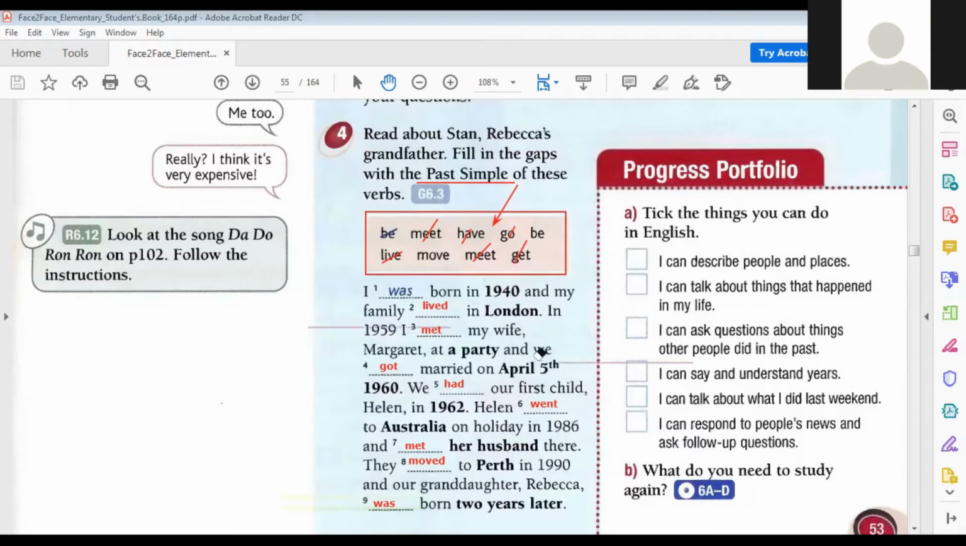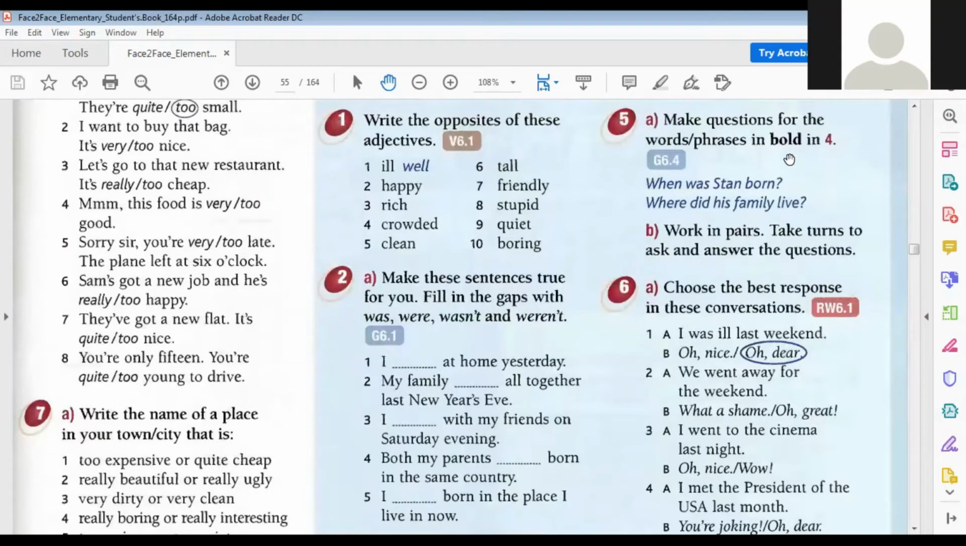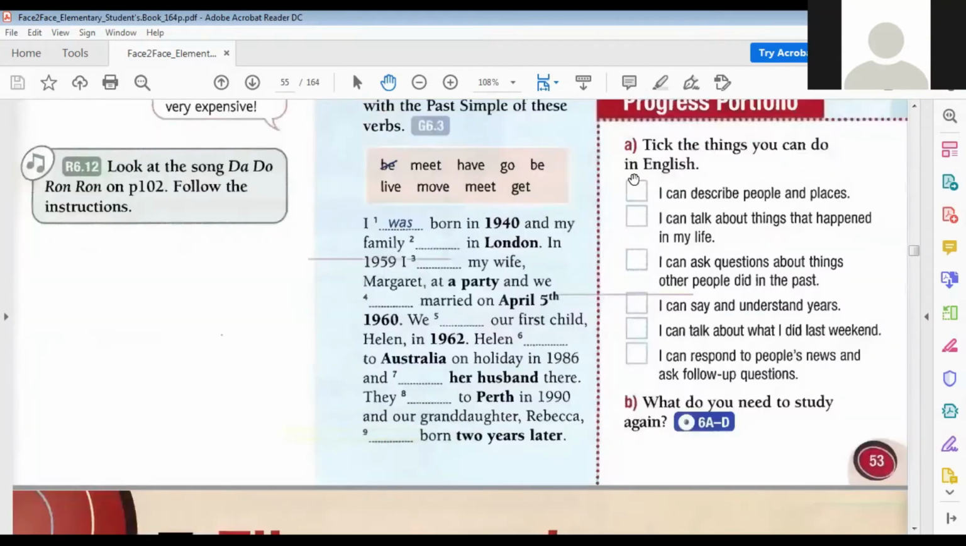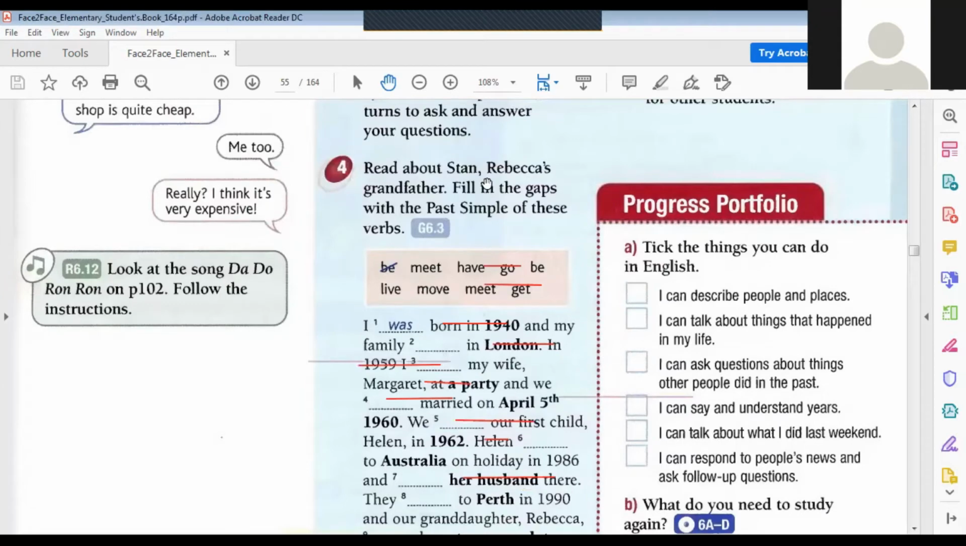Okay, so this is a short story in the past simple, of course. Now let's take a look at number 5. So we want to make questions. Can you see the bold parts? So we want to make questions about these words. Remember that this story is about Stan. So maybe you want to know who Stan is.